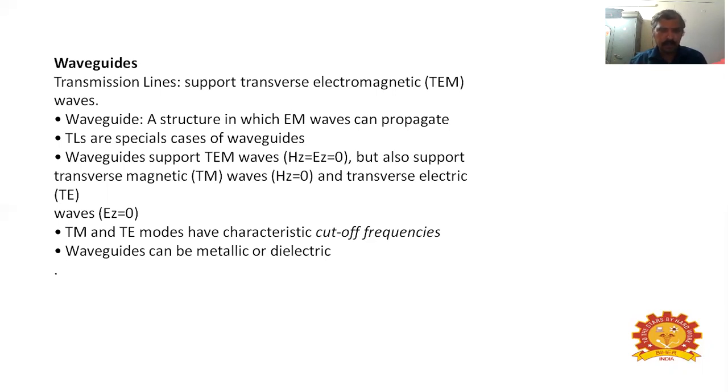Waveguides support TEM waves when frequency is equal to zero, but also support transverse magnetic waves, that is when Hz is equal to zero, and transverse electric waves, that is when Ez is equal to zero. Where Hz refers to the magnetic component and Ez refers to the electric component. TM and TE modes have characteristic cutoff frequencies. Waveguides can be metallic or dielectric.